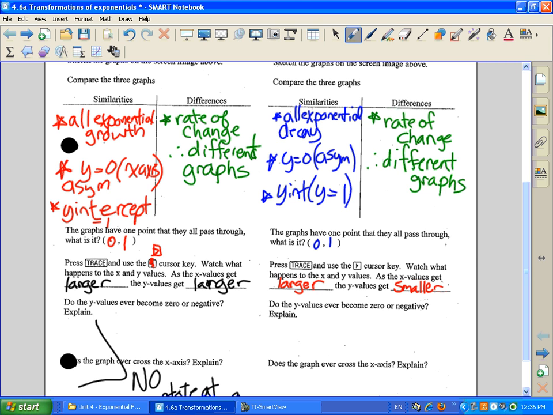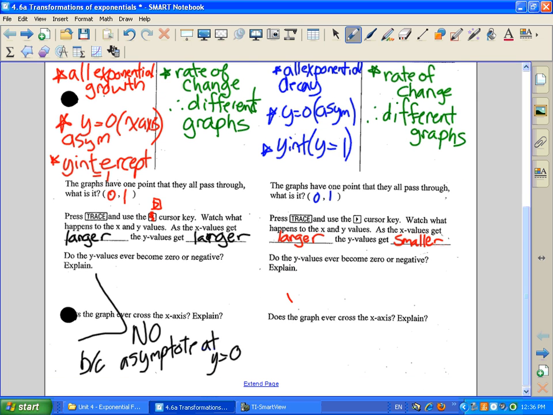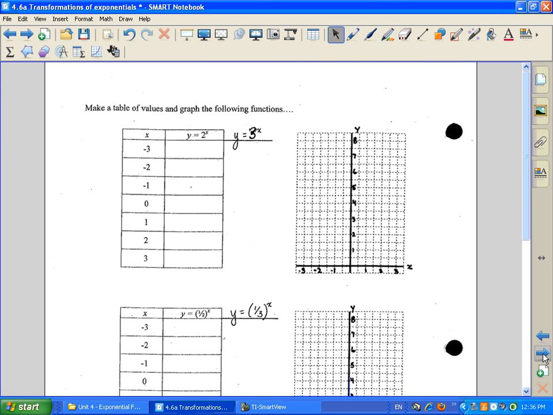Okay? And again, we can answer these two questions. They become the same answer. So no, because asymptote at y equals 0. Good. All right, let's move on to some other examples. So in these two cases, folks, the only difference has been the rate of change. We're going to add another element to it that's going to change also, maybe a translation or a transformation, on the second page. All right.